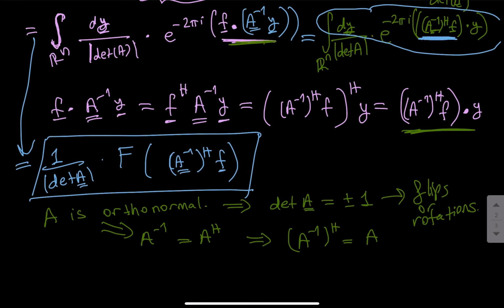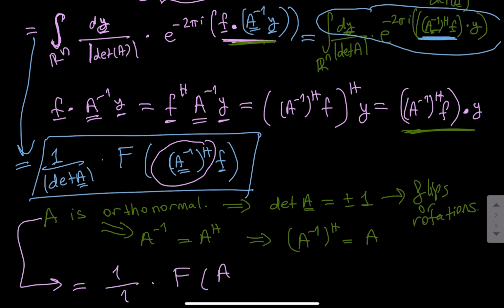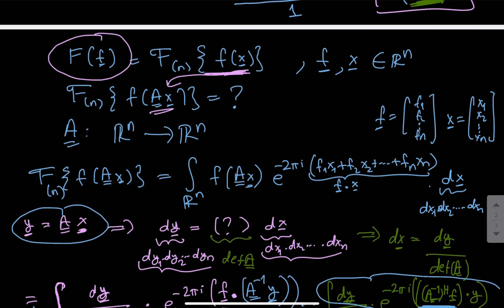And if we replace A inverse Hermitian by A in this formula, for an orthonormal matrix A, the formula becomes 1 over the determinant of A, which is 1, times F of Af. So just F of Af. And actually, this is the same coordinate transformation that we applied in the very beginning to this function.